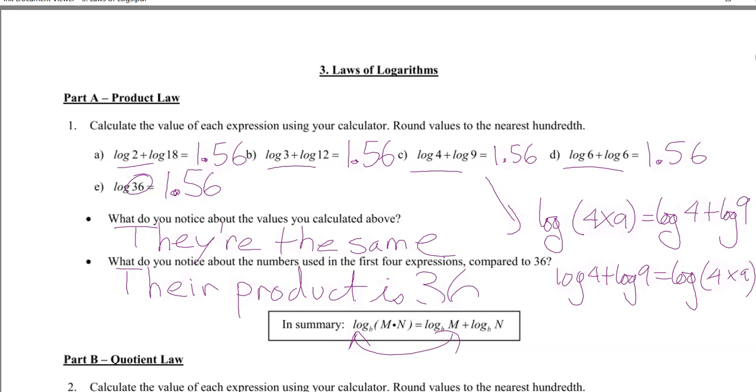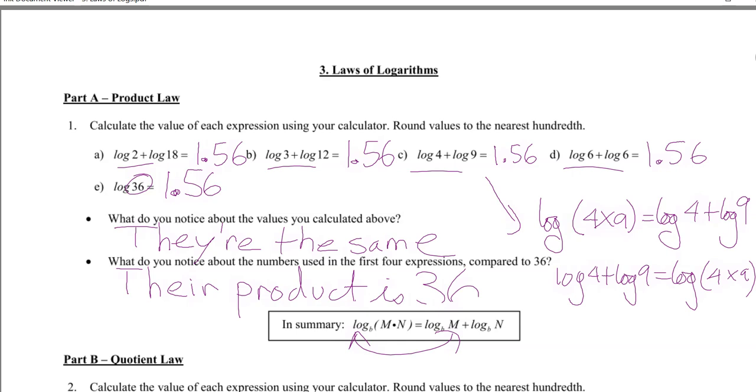The log of a product: if you're given a product, you can write it as the sum of the logs of any two numbers that multiply to give you that number. Or if you have the sum of individual logs, two different logs that you're adding together, you can write that as the log of the product.